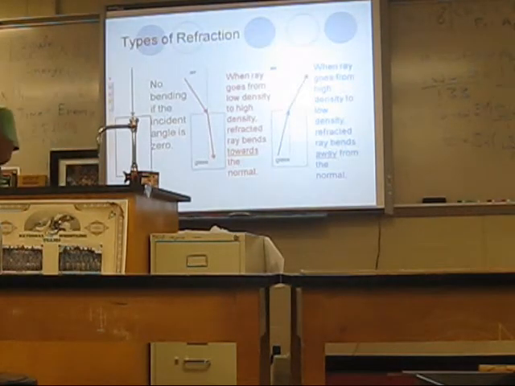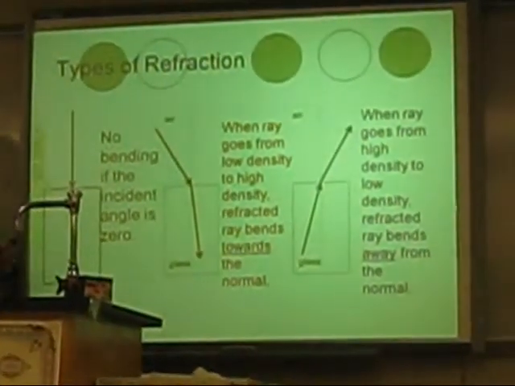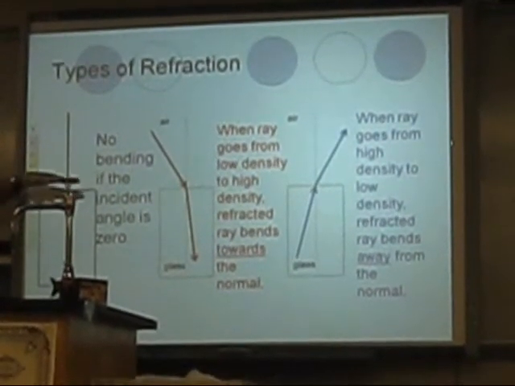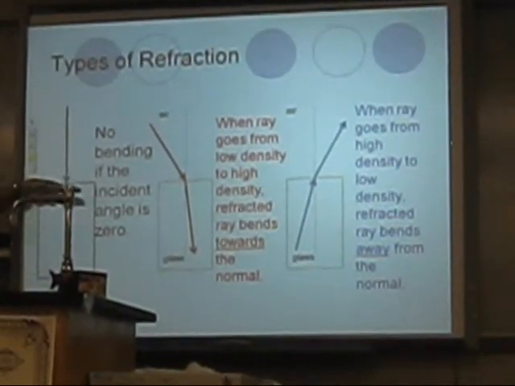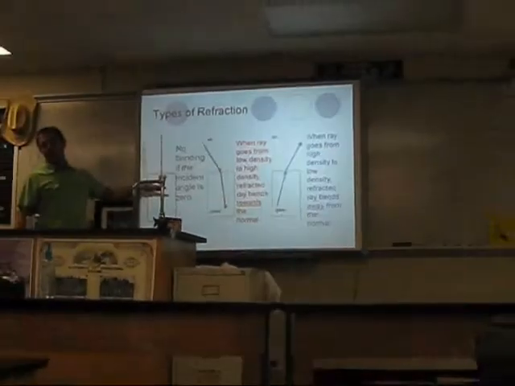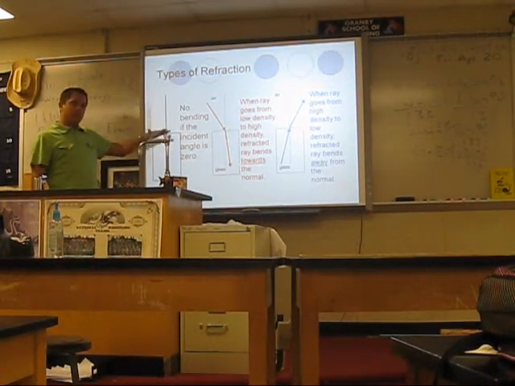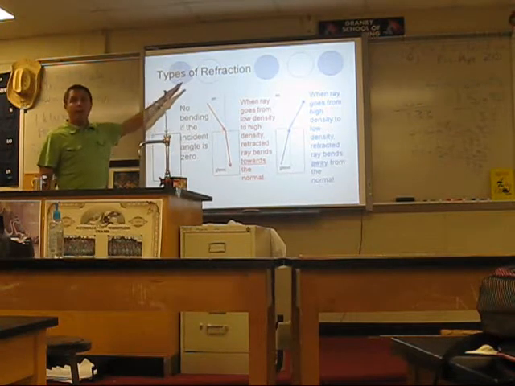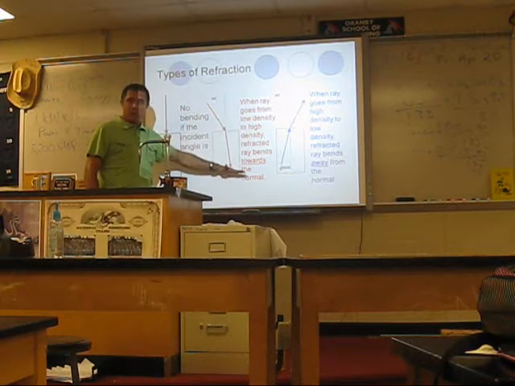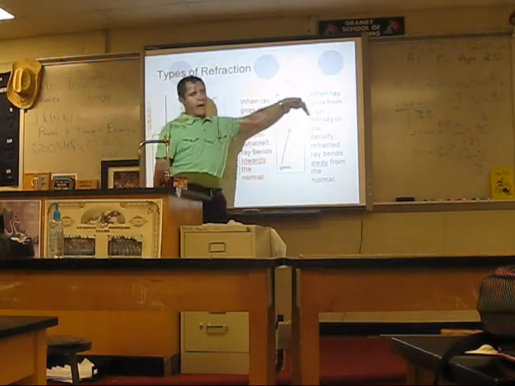But here are the three scenarios you need to know. When an object goes dead on, think about your car tires hitting the grass. If you go head on, both tires hit the grass at the same time. They're both going to get slowed down at the same time. There's going to be no bending. So if you go in at 0 degrees difference, there won't be any bending. However, if you go from thinner to thicker at an angle, you're going to get bent inward. And if you go from thicker to thinner at an angle, you're going to get bent outward.